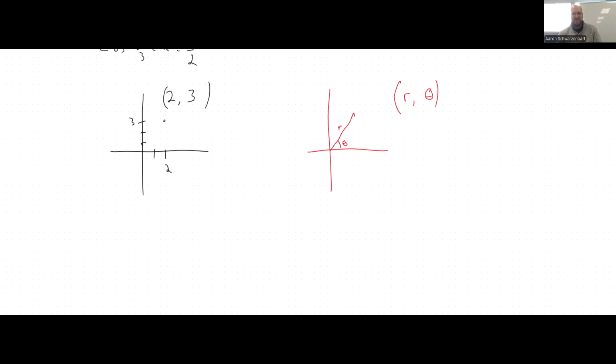Instead of having coordinates of 2, 3, we'll figure out what those coordinates are here in a second. I know these sides of the right triangle, 2 and 3. First thing I probably need to do is find r. I do that by using the Pythagorean theorem. 2 squared plus 3 squared equals r squared. 13 equals r squared. Square root of 13 equals r.